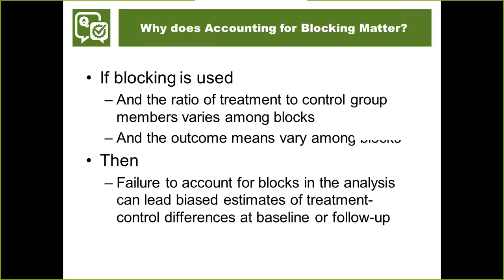In RCTs with assignment within blocks, if the treatment control ratio varies among blocks and the analysis fails to account for the blocks, then the study will fail to meet WWC evidence standards without reservations. In the coming slides, I'll use a small toy example data set with varying treatment control ratios among blocks and varying means among blocks to demonstrate how accounting for the blocks produces unbiased estimates of treatment control differences. But ignoring the blocks produces a badly biased estimate.